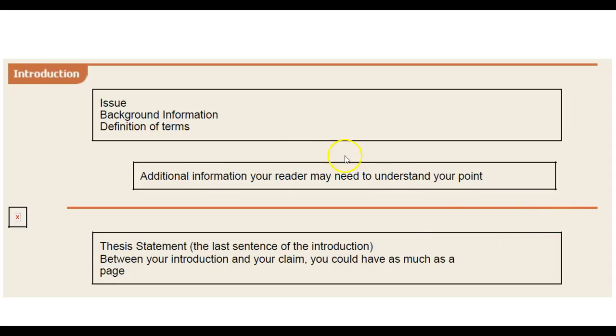So in your introduction, you're going to include these kinds of things. They don't necessarily have to be in this order. For example, you're going to mention the issue that you're discussing and give us any background information that we might need, and that might include some narration or some description. You're going to make sure that you define any terms that you're going to use throughout your paper that might be unfamiliar to your audience. And then any additional information your reader might need to understand your point.